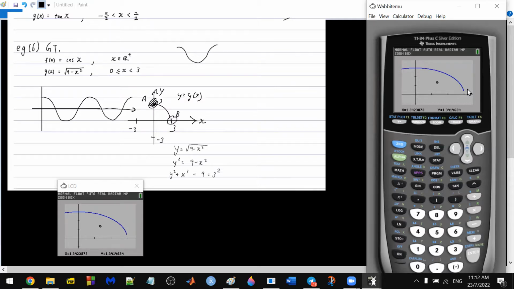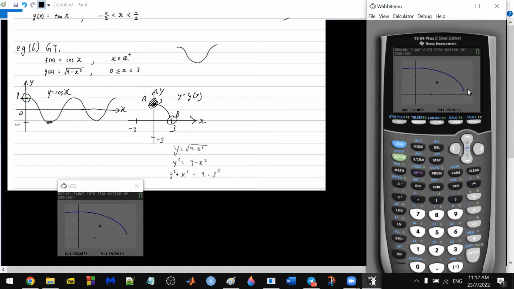Now take note, x element of R plus means you only start from positive. So this point here, positive excludes 0, so here should be an empty circle. x equal to 0 is not included. Is that okay? Okay, good. So now this is y equal cosine x. What is the value here, by the way? 1 and negative 1.